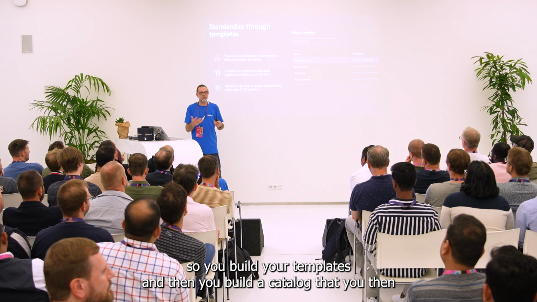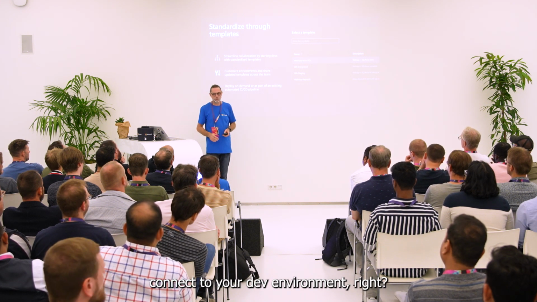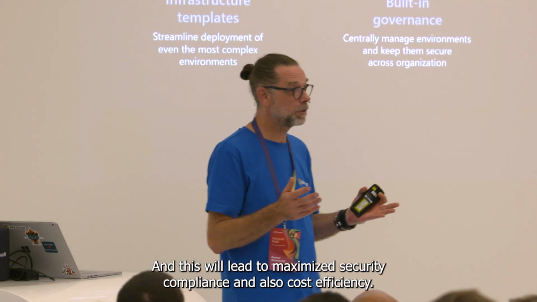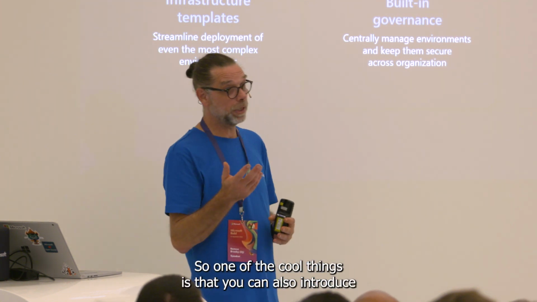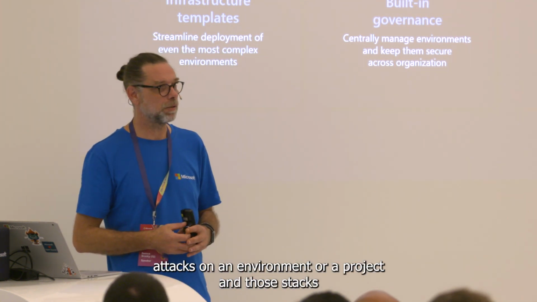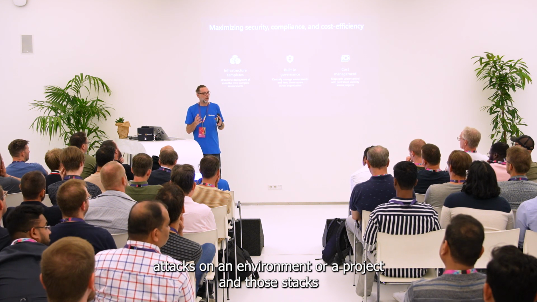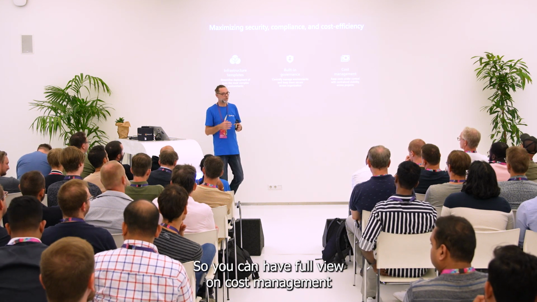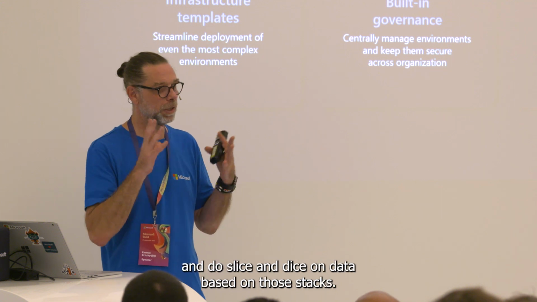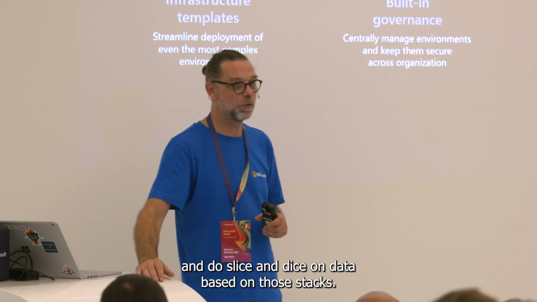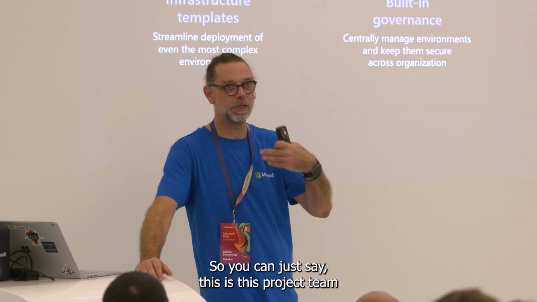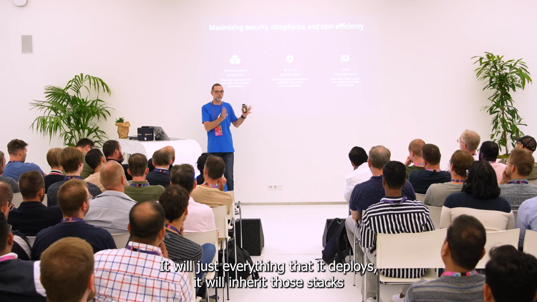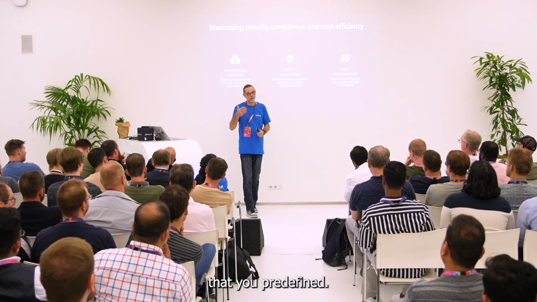So you build your templates and then you build a catalog that you then connect to your dev environment, right? And this will lead to maximize security, compliance, and also cost efficiency. So one of the cool things is that you can also introduce tags on an environment or a project, and those tags will actually be replicated to the deployed environment itself. So you can have full view on cost management and do slice and dice on data based on those tags. So you can just say, oh, this is this project team, or it's this department, or whatever that you need from your tagging. Everything that it deploys, it will inherit those tags that you predefine.